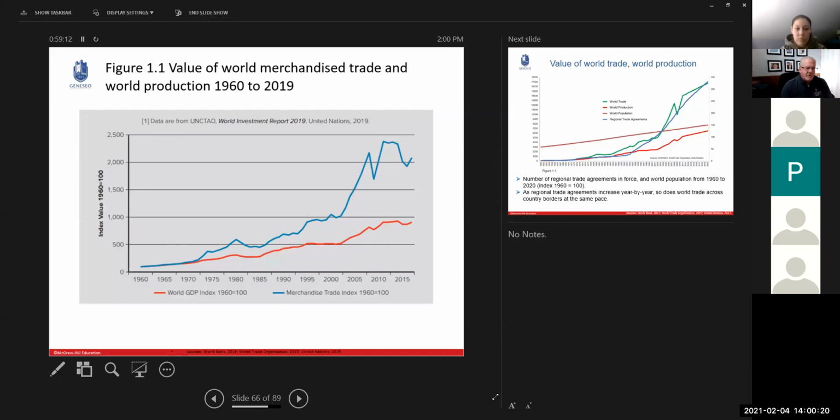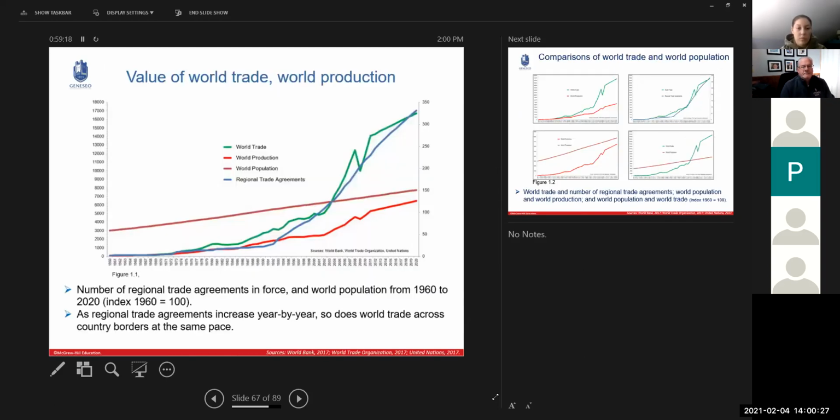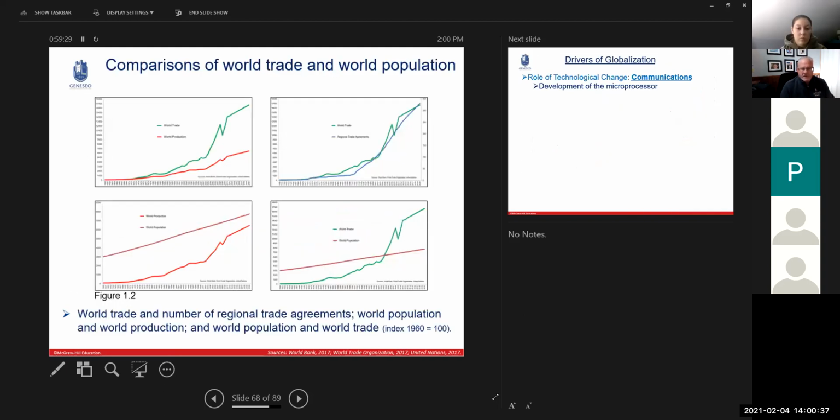Production is increasing throughout the world, at least through the main G20. This is the value of that trade, which has increased. These are charts that are in your textbook. You can peruse those as you read the chapter. Okay, we look at different comparisons of world trade, world production over time, and how it's improved and increased.